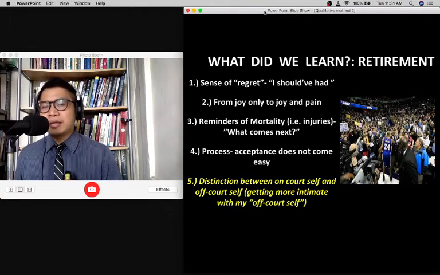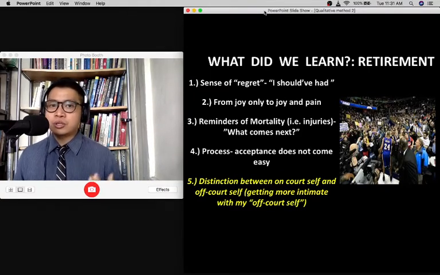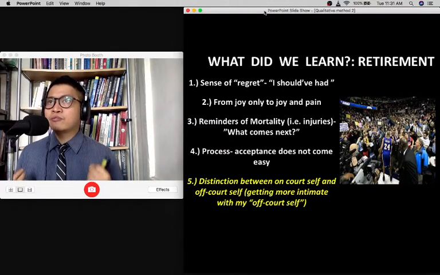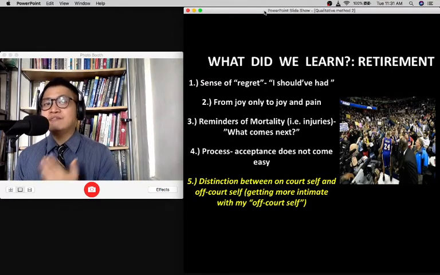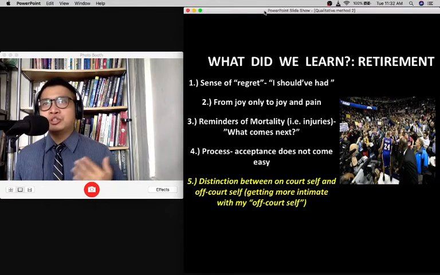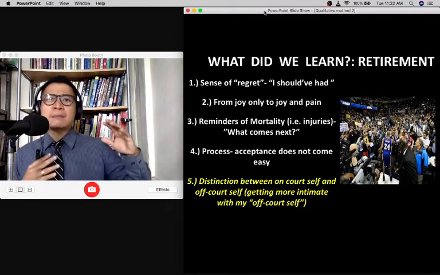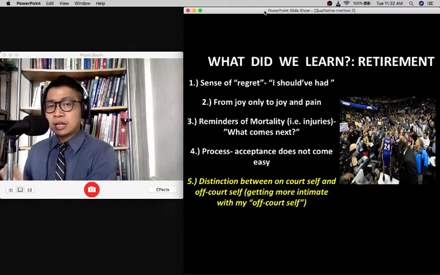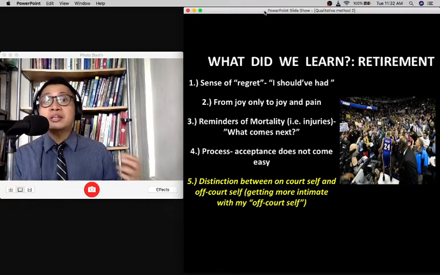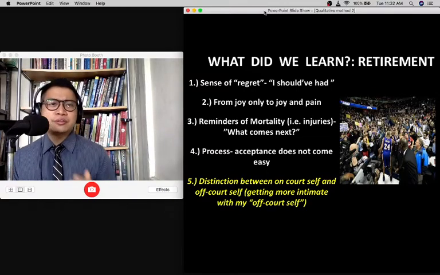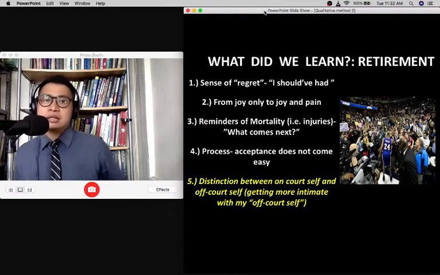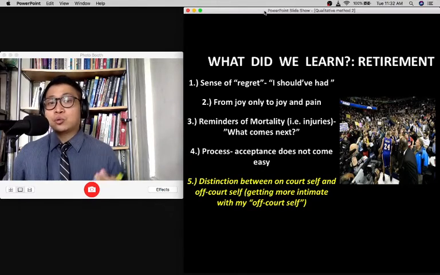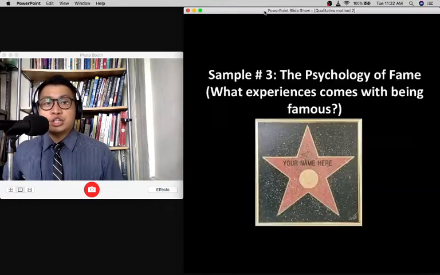Diba? And they spend a lot of their time during their retirement years in getting to know their off-court self. Marami silang mga bagong discoveries about themselves that they never realized while they were still actively playing. So, yun, generally nakikita nila na iba pala sila kapag nasa court sila, kapag athlete pa sila, compared to nung retired na sila. Okay? So those are the general experiences na nararanasan ng isang athlete who have chosen to retire from the sport that he or she played.